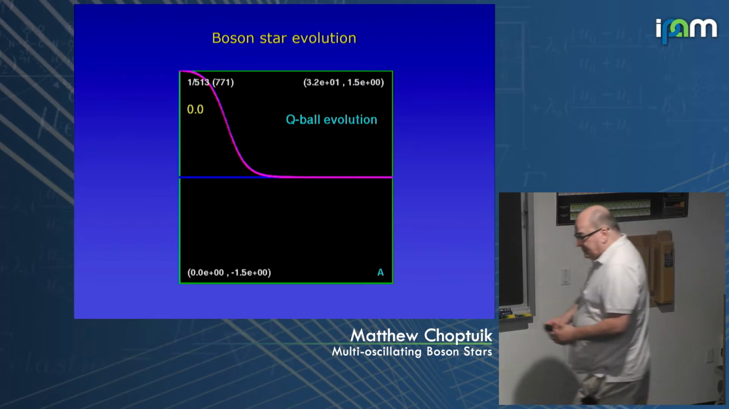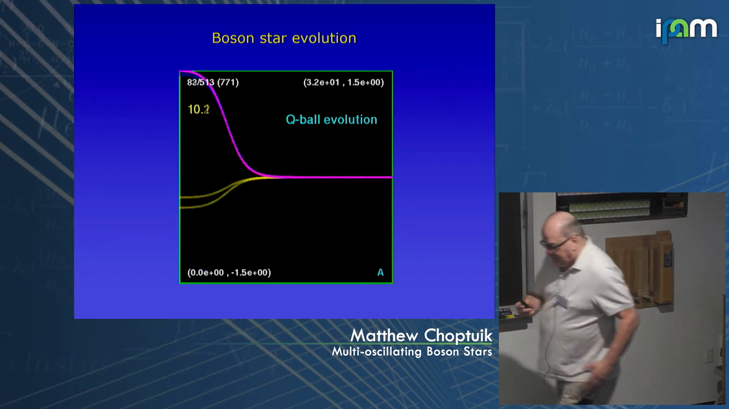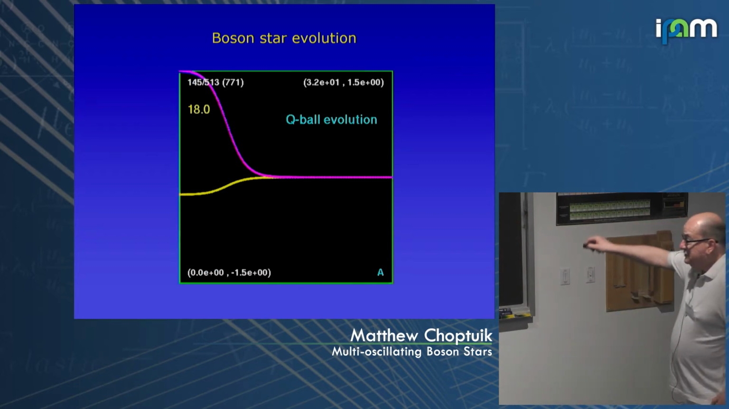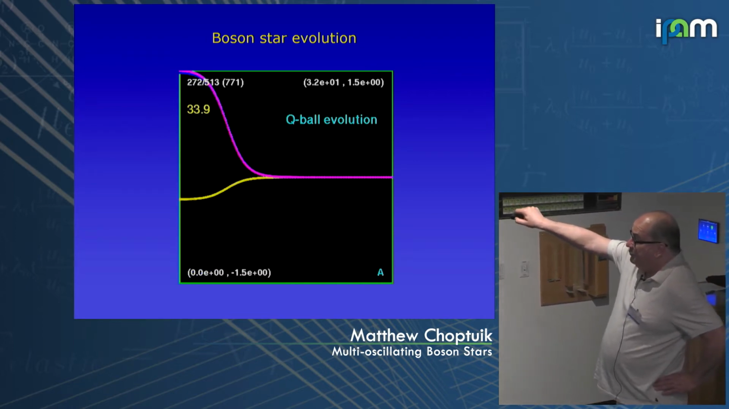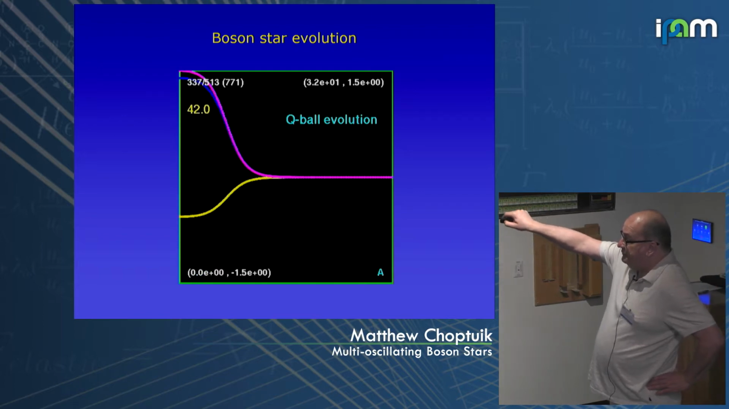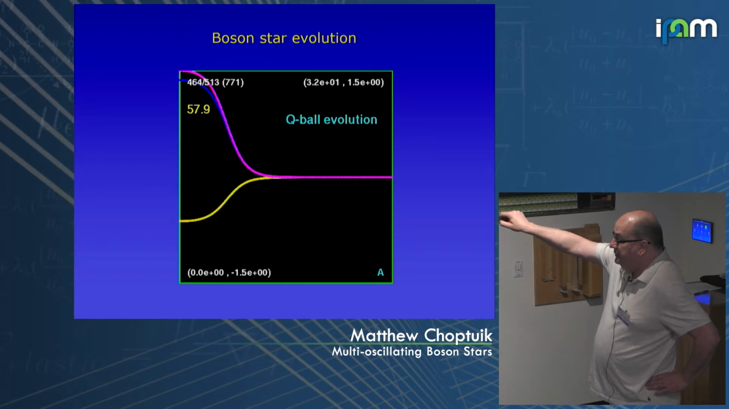So here's the world's most boring movie. It shows you an evolution of one of these solutions, with the real and imaginary parts just oscillating up and down, and the overall profile, which is the thing that's coupling to the gravitational field, which makes it stationary, is given in the magenta.